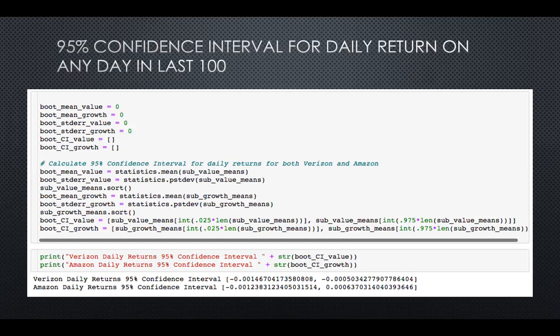The 95% confidence interval for daily return on any day in the last 100. So Verizon's 95% confidence interval is from -0.15% to -0.05% roughly, which is not great for investors, as you would be confident that the daily return would be negative, given that the upper bound is also negative. But for Amazon, their upper bound is positive, which gives hope to investors that they would have a positive return on any day.